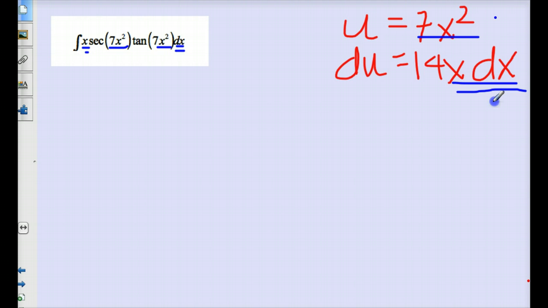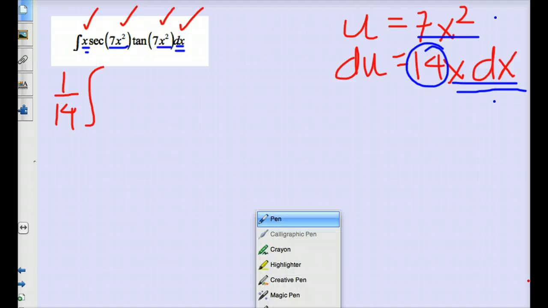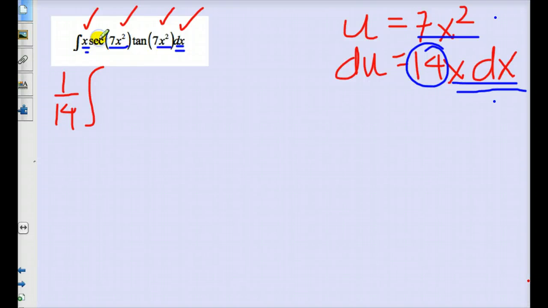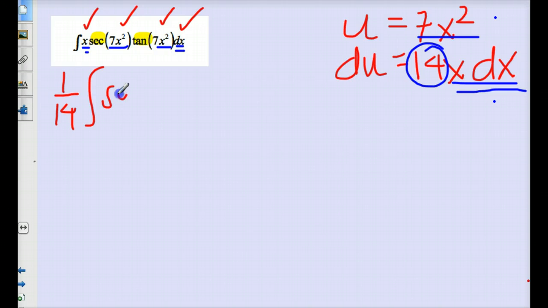And if I take a look at my u and my du, the only thing that's not underlined is this 14. So just like before, when I have a constant, I need to pull it out as its reciprocal. And now I can plug in. I've covered the x, I've covered the dx, and I've covered these 7x squareds. So everything I hadn't underlined, which in this case is our trig functions, these will have to remain in our problem. So if I plug these in, I get a secant of u and a tangent of u du.